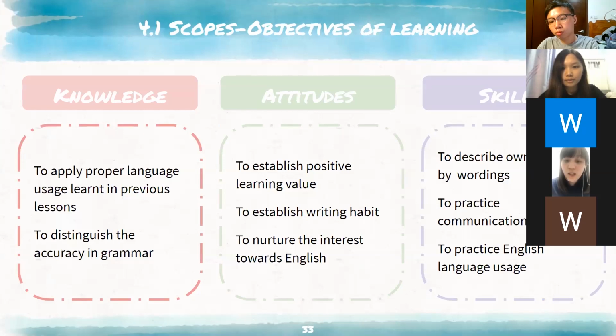For the school's objective of learning in free writing, teachers want students to apply proper language usage, learn from previous lessons, and distinguish accuracy and grammar. For the attitude part, students are expected to establish positive learning values, to establish writing habits, and to nurture interest towards English. Lastly, in terms of skills, it is hoped that they can describe their own thoughts by writing, practice communication skills, and practice English language usage.